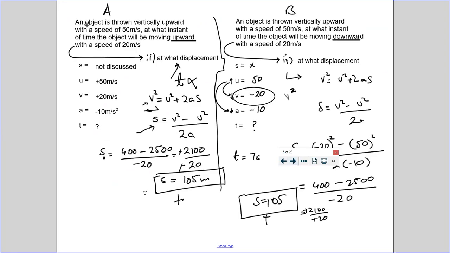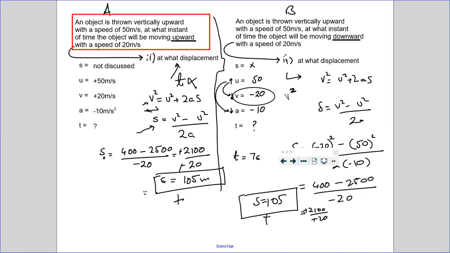Like in this question, S is not discussed, but we have U, V, A, and T. U, V, A are given as we throw an object upward. So what was not discussed in the whole statement? There was no discussion about X. They have neither given us X, nor asked us to find it.